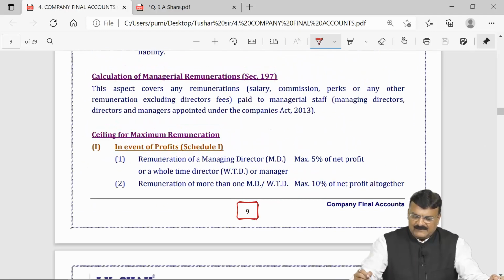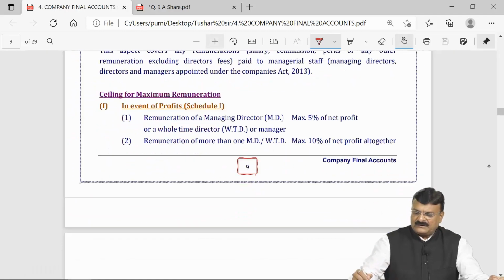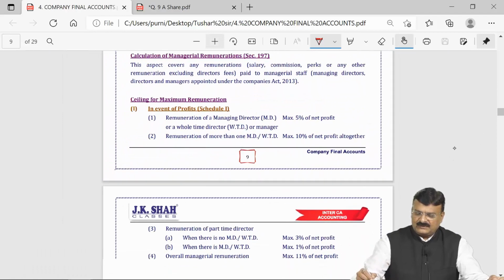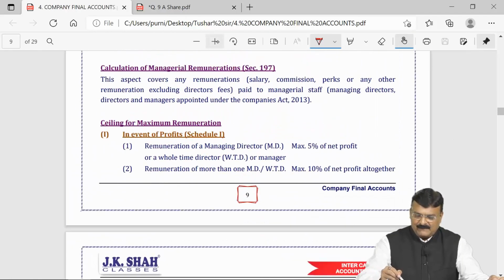Next is remuneration of more than one whole-time director or more than one managing director or whole-time director. Maximum it is 10% of the net profit. Altogether means total of all should be maximum 10%.